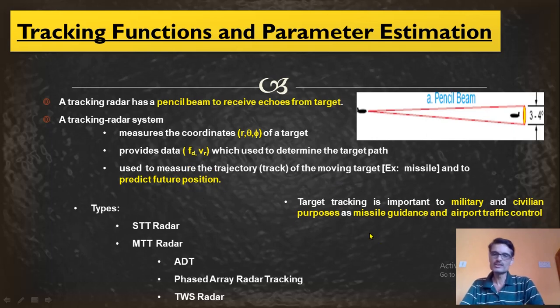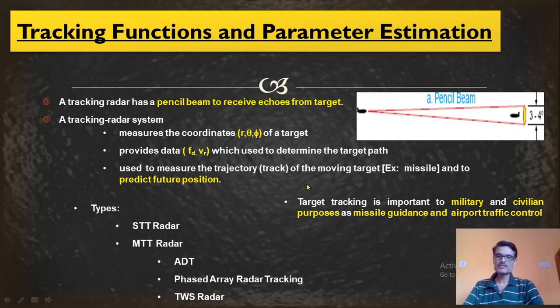So, what is the use and what is the application of this tracking radar? The tracking radar is actually used for military or civilian purposes. In the military, we track the targets or enemy objects, say aircraft, missiles or whatever, and we guide or launch our missile to hit the objects. Or in air traffic control, that is ATC, which is normally a civilian purpose, these tracking radars can be used for the safe landing of aircraft.